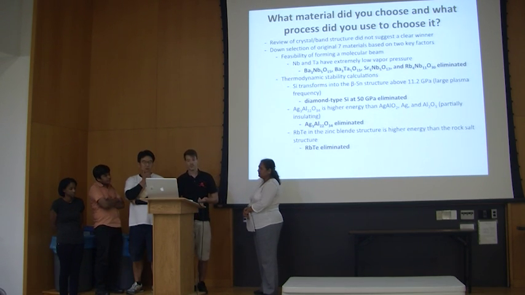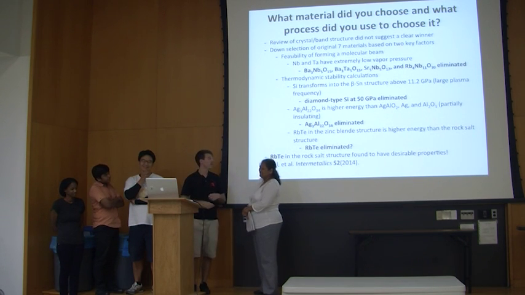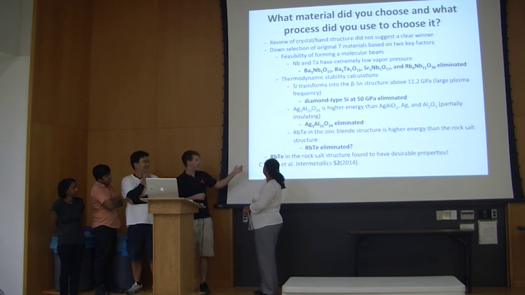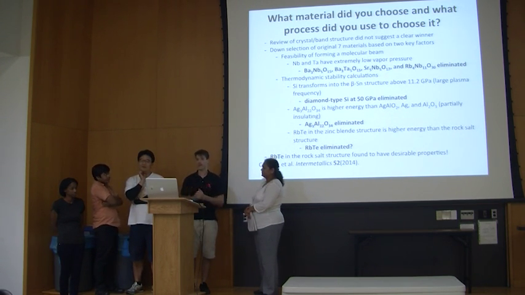Then we looked at RbTe and the zinc blende structure, and realized that that's also not thermodynamically stable, and it actually suggested that the rock salt structure is stable. So RbTe was eliminated. Wait a minute, that's all of the materials. So we went back and took a closer look, and we found a reference, and it suggested that the rock salt structure of RbTe actually had arguably even more desirable properties than that in the zinc blende structure. So once we started looking more into that, we decided to go with it.